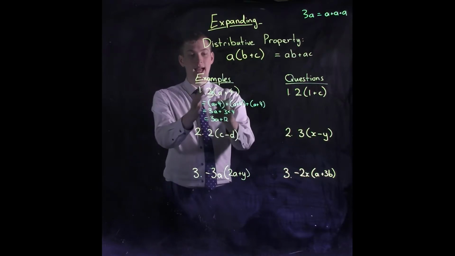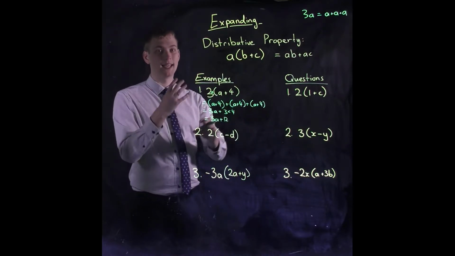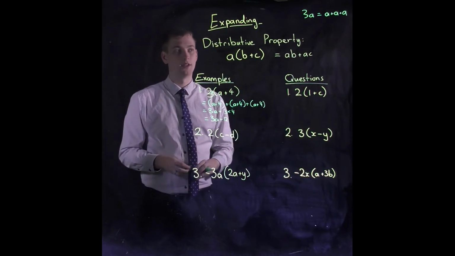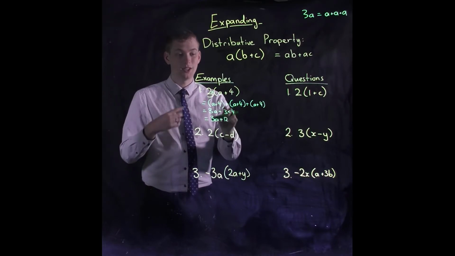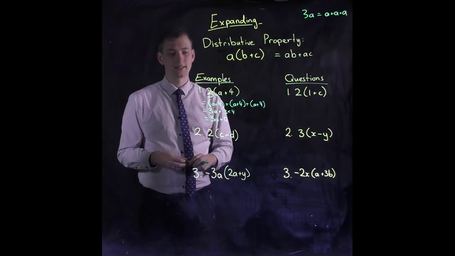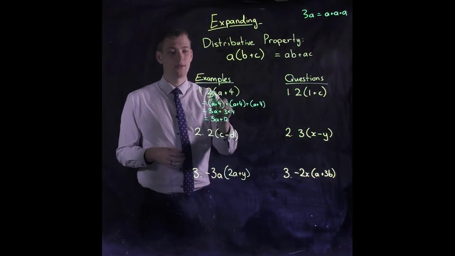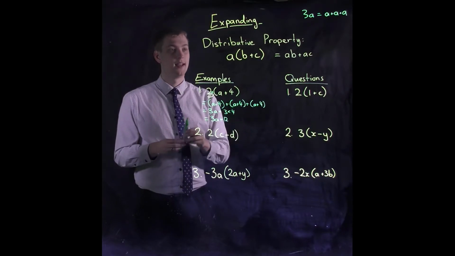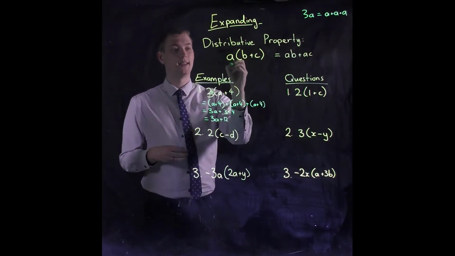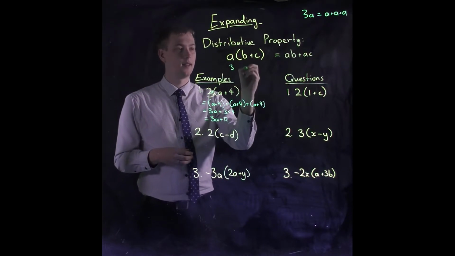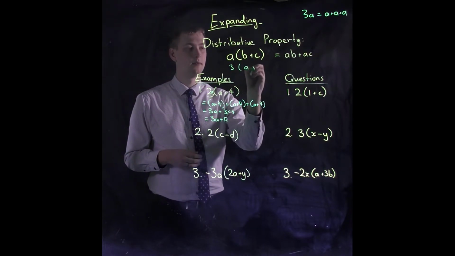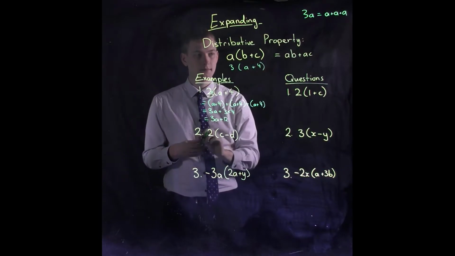Now this is one way of solving it, but there is an easier way, and that's to use the distributive property. And I'm going to use this example to explain how it works. So see here how we have 3 lots of this. That's like having this here as our 3, and then we have a plus 4.